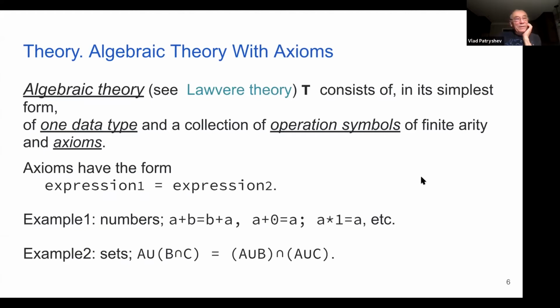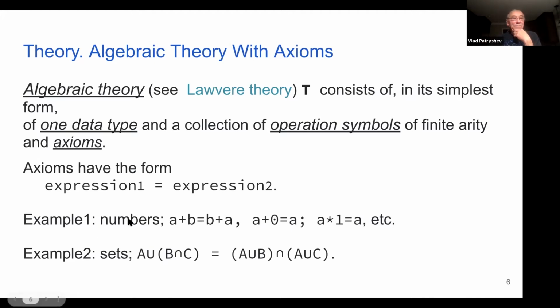A more complicated kind of theory is the algebraic theory with axioms. So an algebraic theory consists of one data type, a collection of operation symbols, and axioms. And what are axioms? In algebraic theory and in geometric theory, they look different. Axioms look like this. We have an expression on the left, an expression on the right, and an equality symbol. This means that one expression can be replaced by the other if we're doing something with bigger expressions.